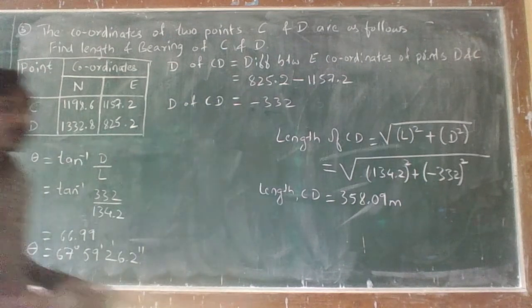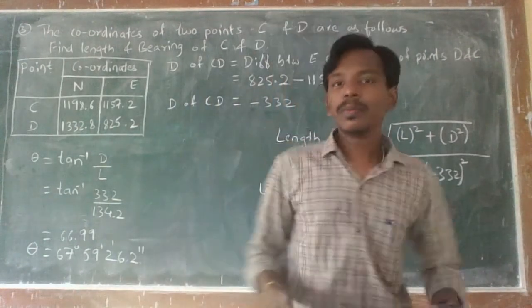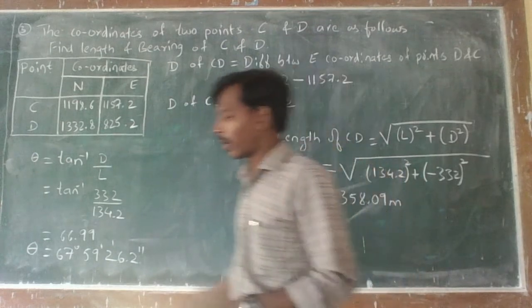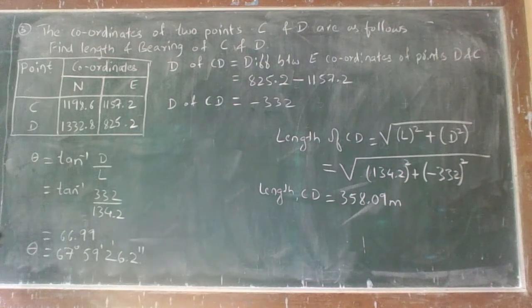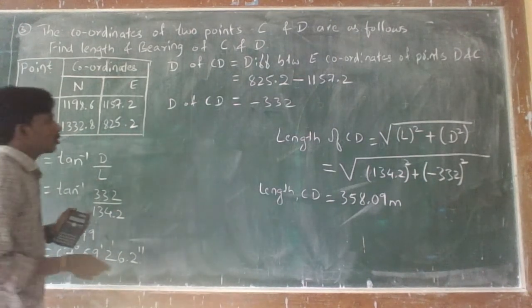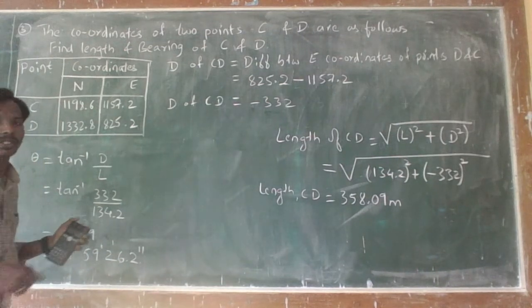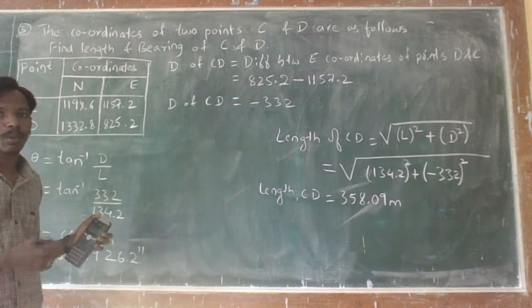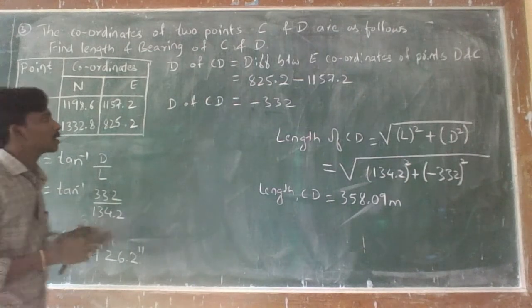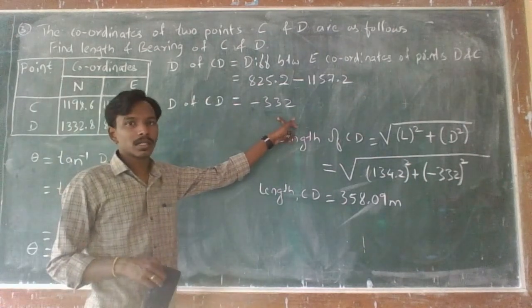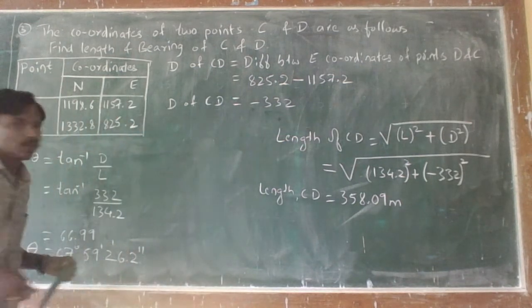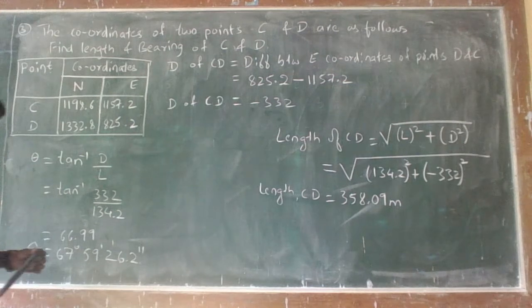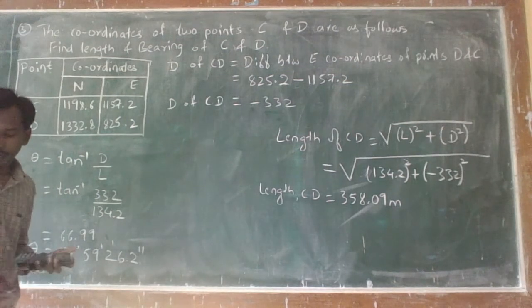Now we have to show the quadrant. So the CD line lies in which quadrant? As the latitude is positive, the latitude value was positive, plus 134.2, and now the departure is negative, minus 332. So the positive latitude and negative departure lies in the fourth quadrant.